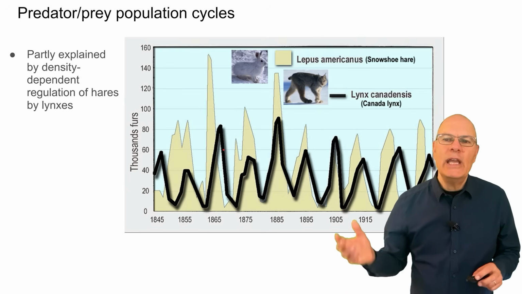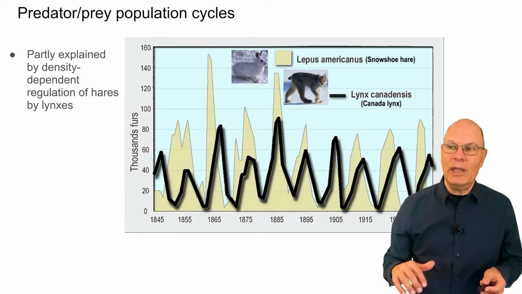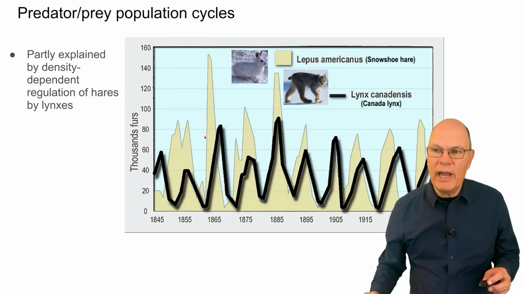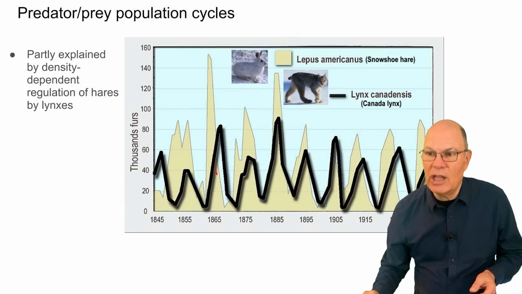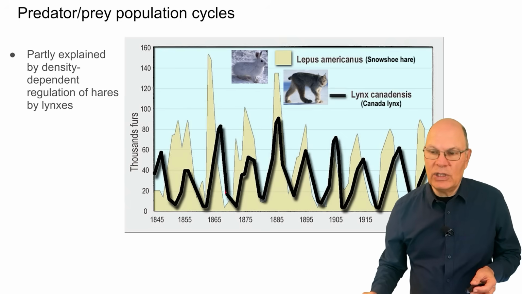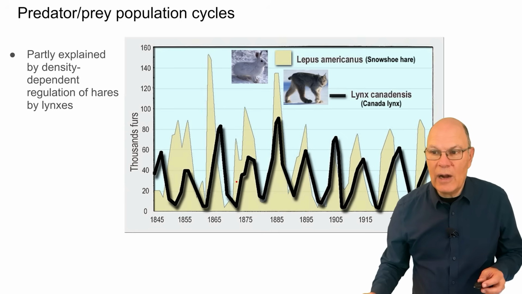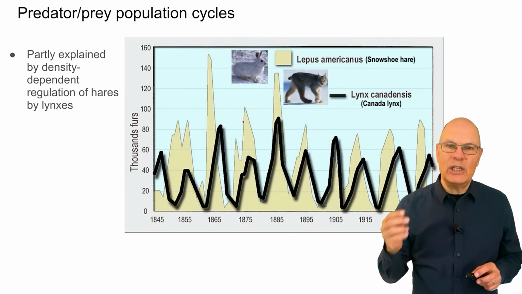What's going on? It's partly explained by density-dependent regulation of the hare population by lynxes. The lynxes are the predators, the hare is the prey. As the population of hares goes up, that provides more food for the lynxes. Their population goes up. They eat more of the hares. The hare population declines, and then the lynx population declines. But when the lynx population declines, there's less predation on the hares, so their population increases. But that's only a partial explanation.